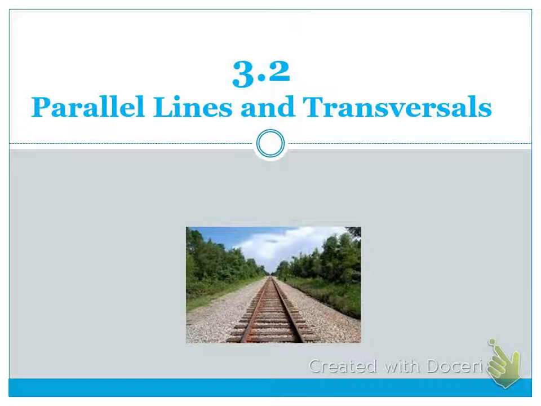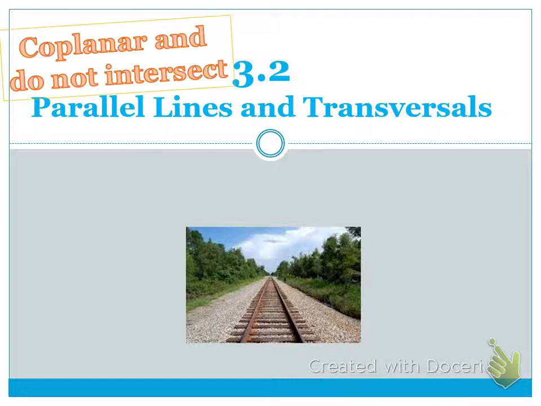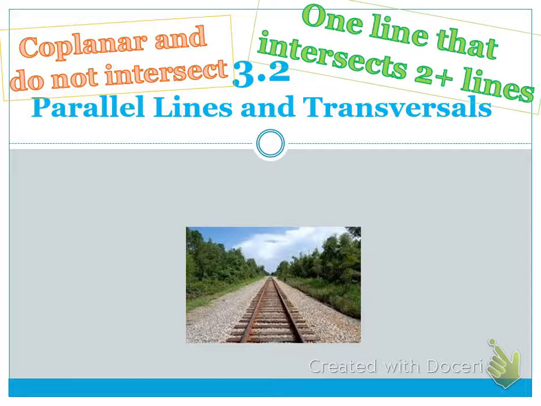All right, and then we talk about these two words. I think one of them you'll have to write down. Parallel lines, we said, they're coplanar and they don't intersect. But what about transversals? What is a transversal? A line that intersects two other lines. Yeah, it is a line that intersects two or more lines.